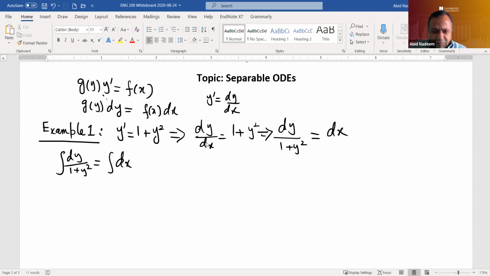Since it is 1 plus y square, that trigonometric substitution will involve tangent theta. So I can say let y be equal to tangent of theta. In this case, dy will be equal to, and you should remember at least from here that the derivative of tangent theta is secant square theta. In differential form, dy will be secant square theta d theta. So the left-hand side, LHS, of this equation, the integral will become secant square theta d theta.